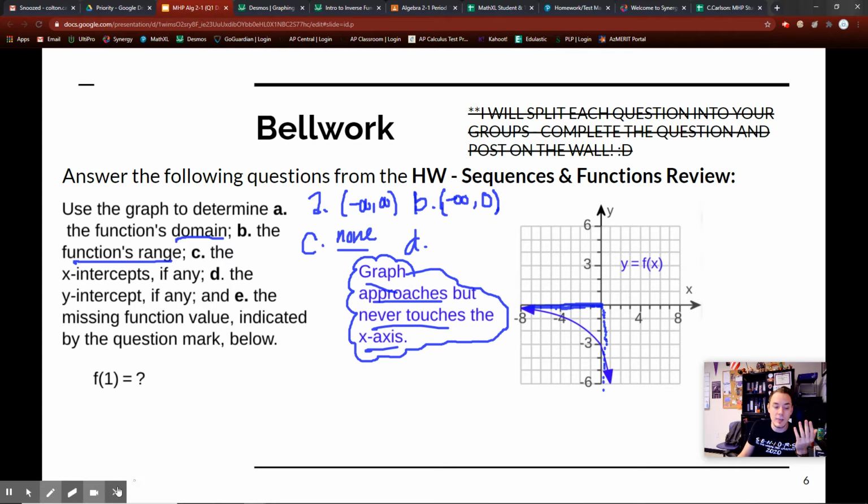Let's go to D. What about y-intercepts? Where does it cross the y-axis? There's actually one spot where it crosses the y-axis right here at -3. Boom. So we're going to write -3. Sweet.